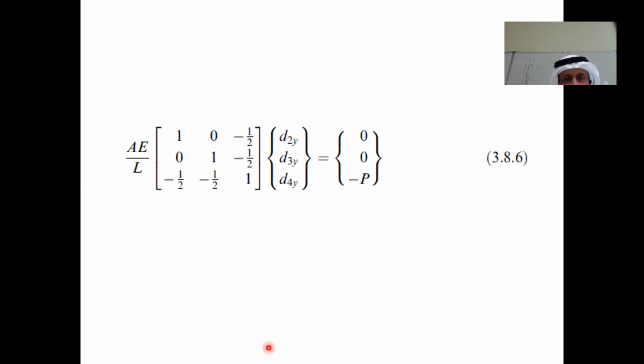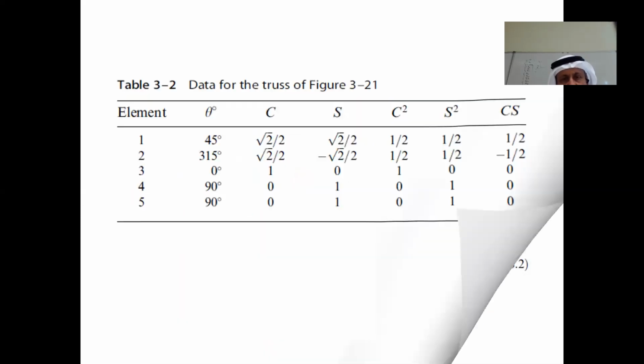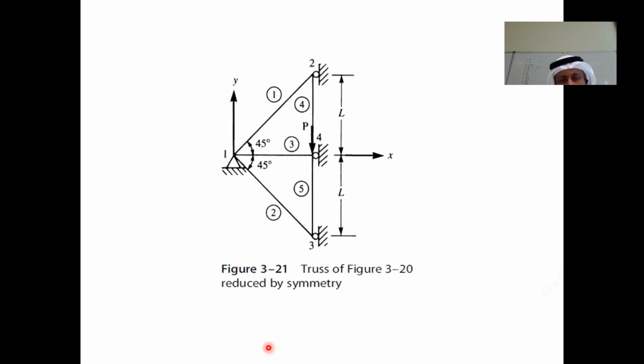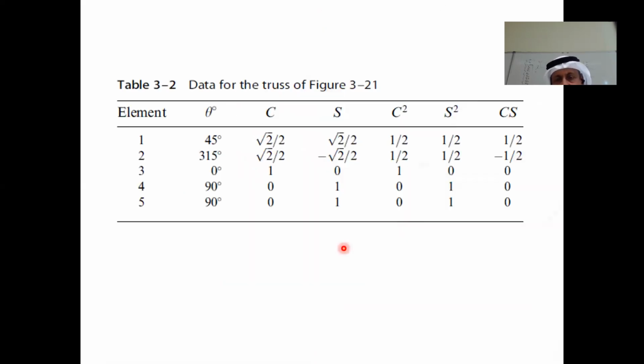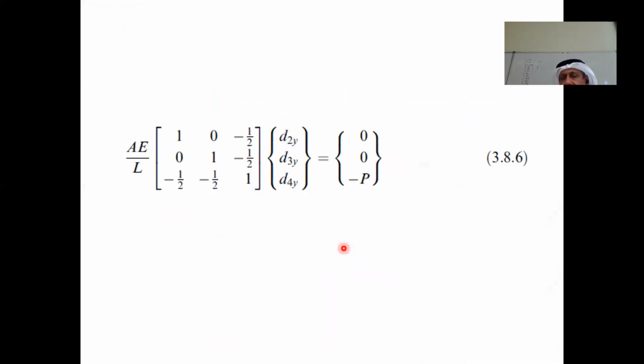Do you agree that there will be 3 unknowns here if you solve this problem? What are the 3 unknowns? Reactions at 1, V2, V4, and V3, because U2 is 0, U4 is 0, U3 is 0. Okay, you solve for the 3, all of them in the y direction.